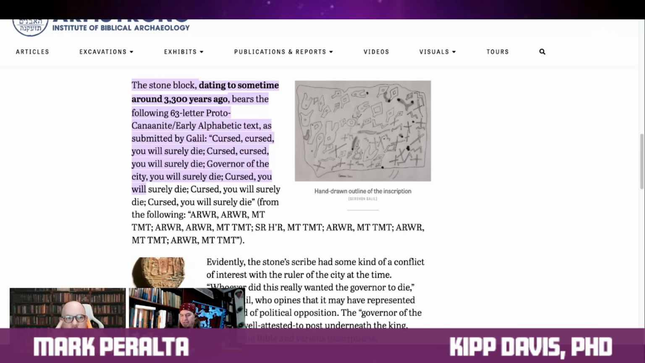Now, it sounds quite familiar, I would think, right, Mark? It sounds exactly, very, very similar, right? It's a curse object that has been deciphered by Galil, and it features this proto-Canaanite early alphabetic text. Here, I'll show you. This is his drawing. He did the drawing for the Mount Ebal inscription, and this is what he came up with for this item. Now, was this peer reviewed by other epigraphers?